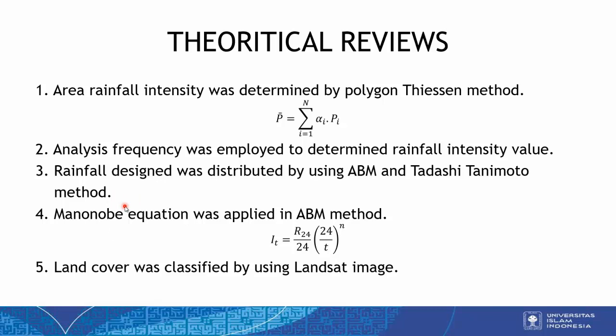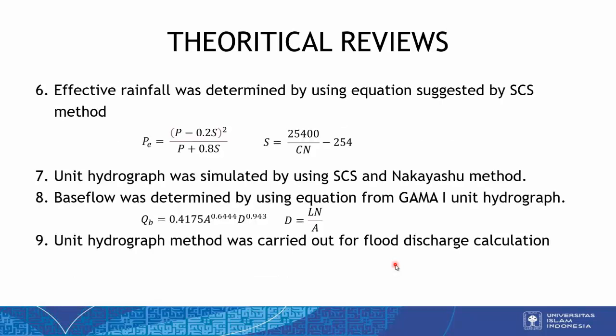To compare the land cover between year of 2014 and 2019, the investigation applied the Landsat image that was processed by using the GIS software. The effective rainfall was determined by using the equation below that is suggested by the SCS method, and then the unit hydrograph as a surface runoff model of Cilangla Basin was developed by using the SCS and the Nakayasu method. The base flow was determined by using the equation that is suggested by the gamma 1 unit hydrograph. And finally, the unit hydrograph method was carried out for flood discharge calculation.